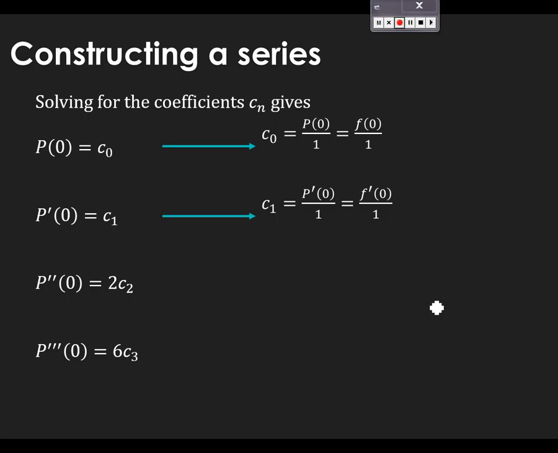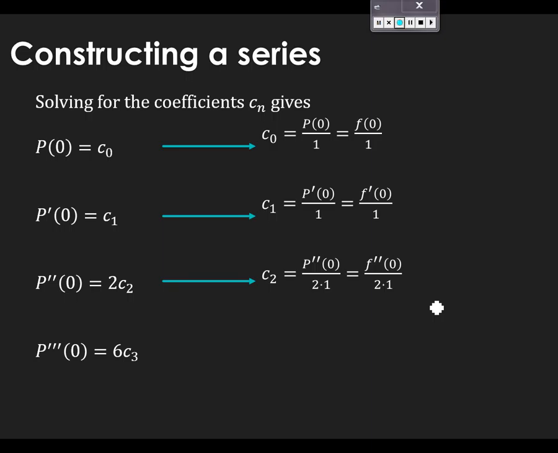I think I know what C0 is. It's me plugging 0 into the function. I think I know what C1 is. It's me plugging 0 into the derivative. C2 is maybe not quite as tricky. You have to do what? It's me plugging 0 into the second derivative, but then also dividing by 2, right? And what about C3? C3 will be us plugging 0 into the third derivative of our function and dividing by 6.